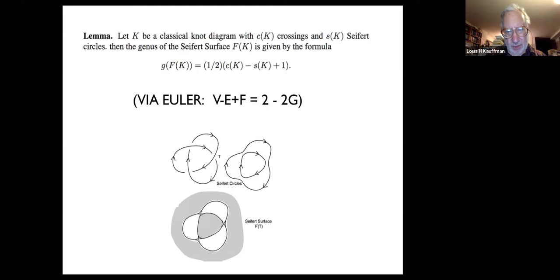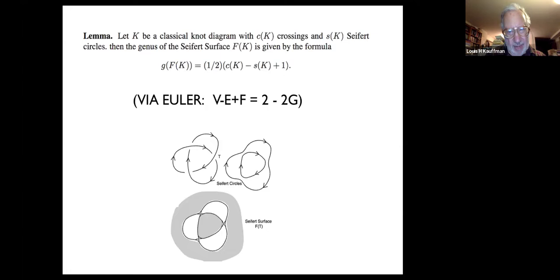And you have a decomposition of the surface coming from the way I described the Seifert surface, and you make the counts correctly, and you'll see that that's what happens for a knot. And for a link, I have to add a term involving the number of components. So twice the Seifert genus is the number of crossings minus the number of Seifert circles plus one. We'll come back to that.